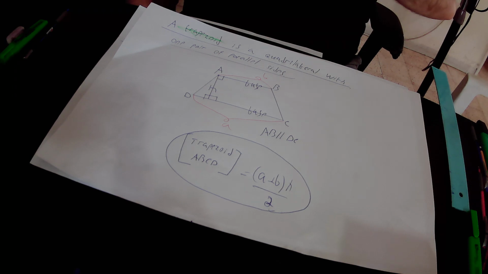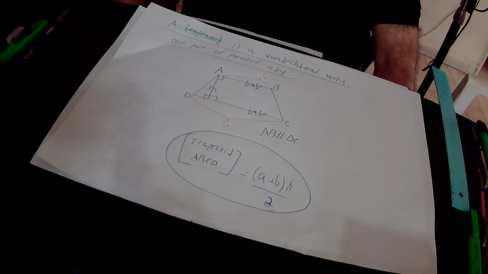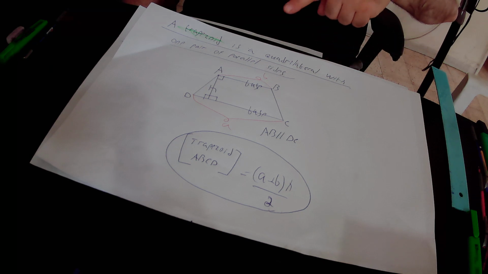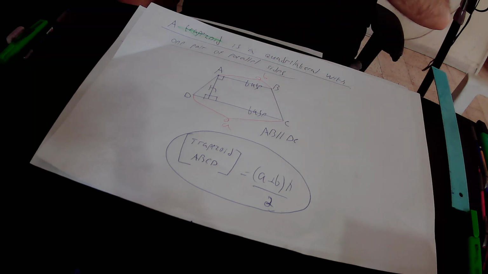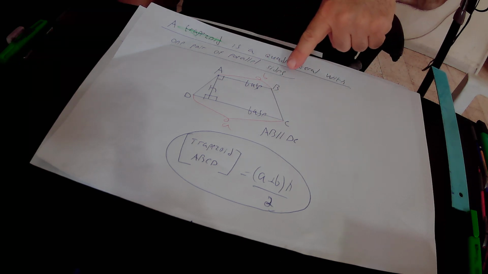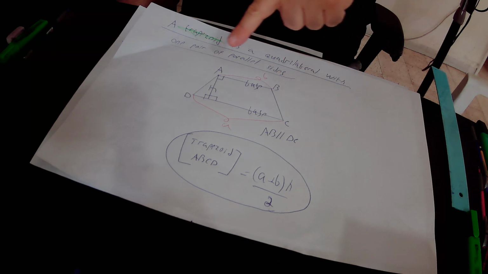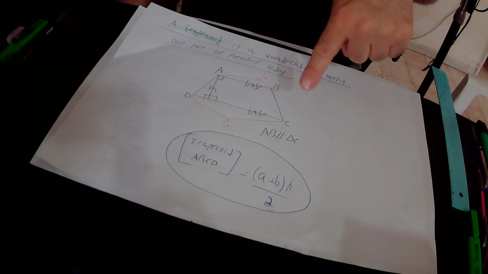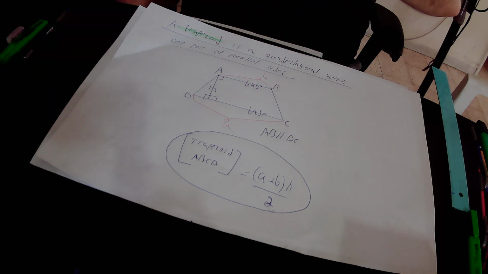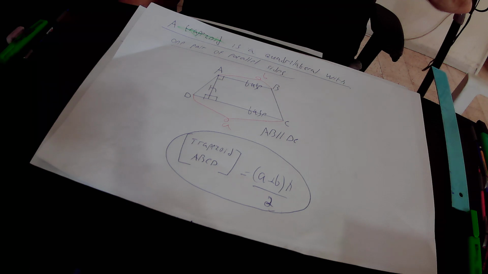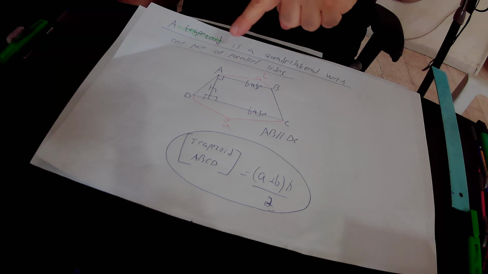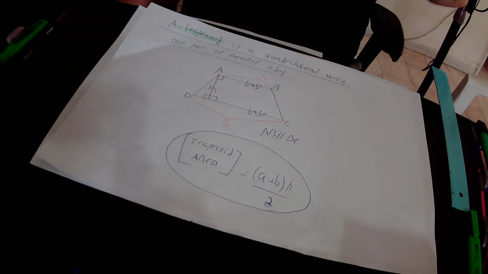So, what is the area of trapezoid ABCD? The area of trapezoid ABCD equals the sum of its two bases, AB plus DC, times the height over 2. But AB, according to our definition, is B and DC is A. Therefore, AB plus DC equals A plus B, times the height, that is H over 2. So the area of this trapezoid ABCD equals (A plus B) times H over 2.